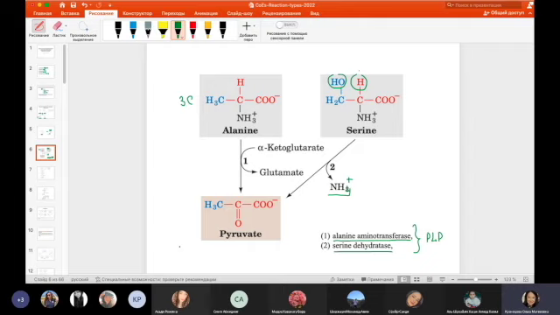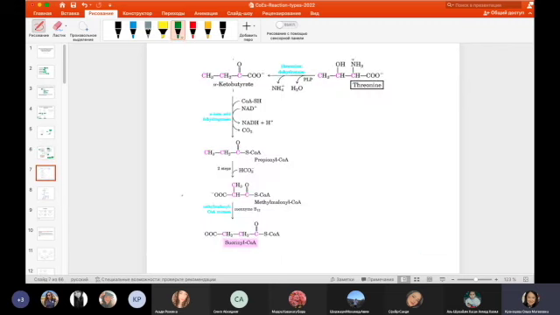PLP-dependent enzymes. On this slide, you can see utilization of carbon skeletons of alanine and serine in the form of pyruvate. We already know that pyruvate later is converted to acetyl-CoA to be used in the Krebs cycle for the synthesis of energy. Here I want to show you another dehydratase.